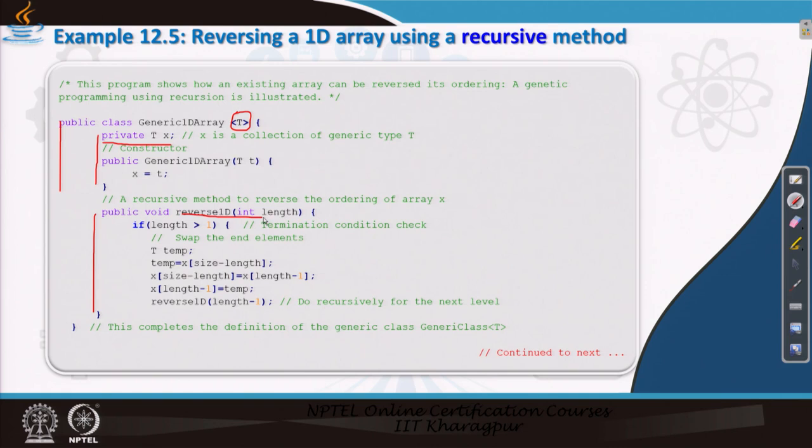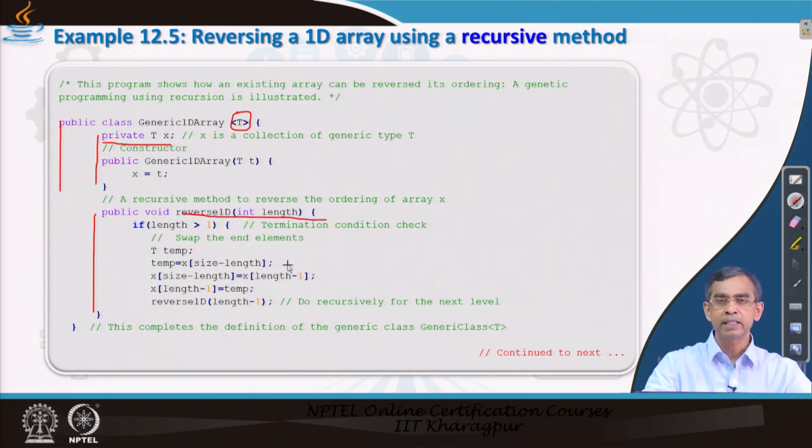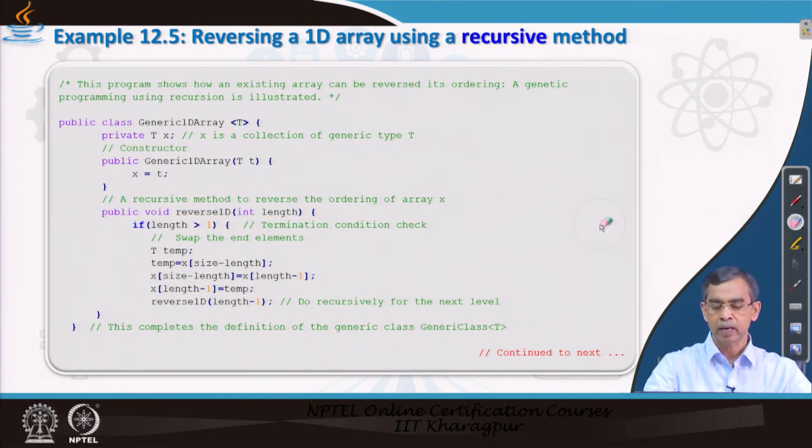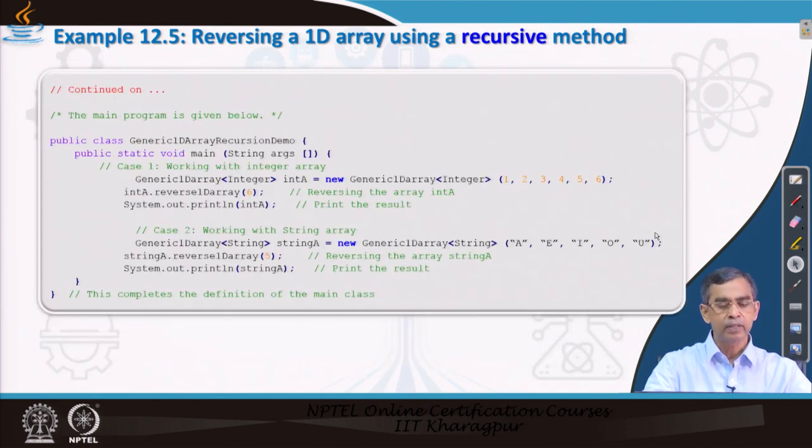So, it is reverse 1D, that means a reverse. Reverse means ordering. If the array contains 1, 2, 3, after the reverse method is called for the array, it will print 3, 2, 1. So, this is basically reversing the order of the elements there. Now, we have discussed one generic class with only one method, the reverse. Now, let us see how we can write the main program to give a demo. So, this is basically the main program giving a demo of this one.